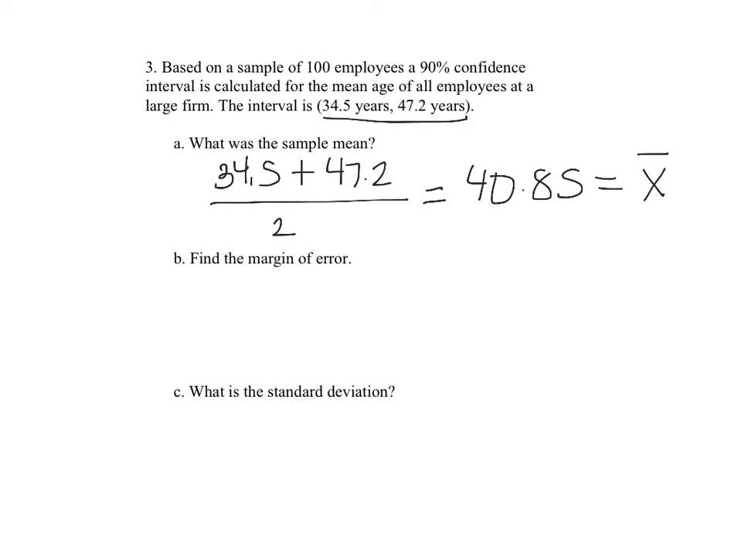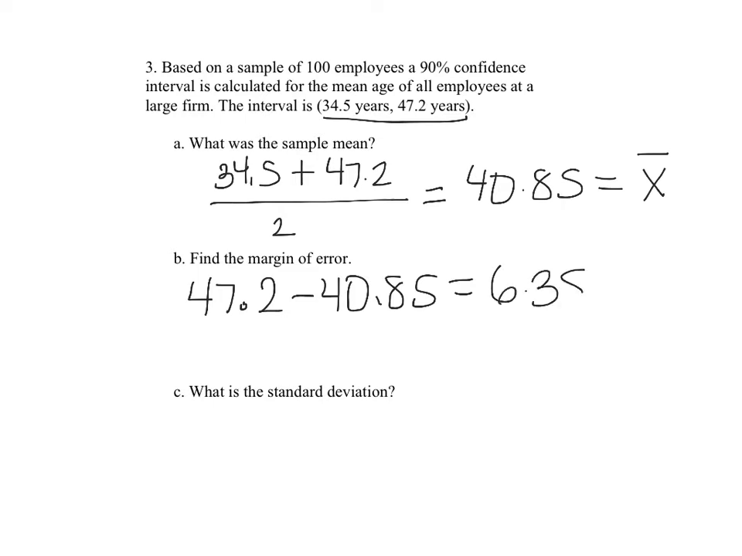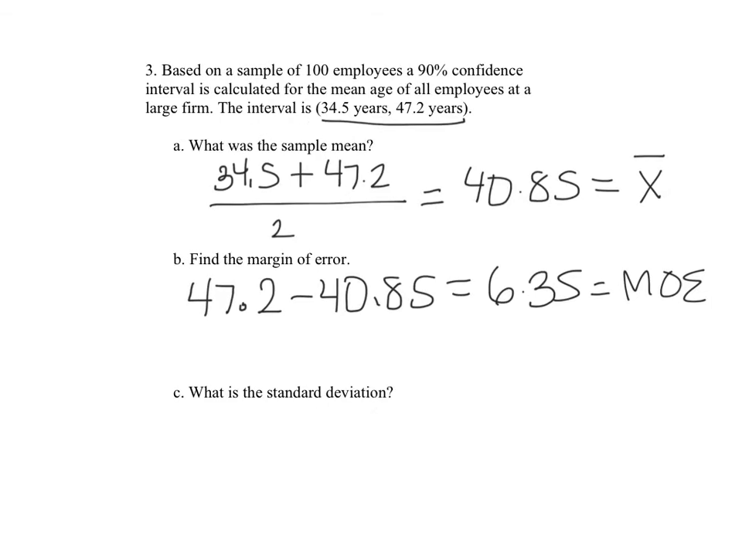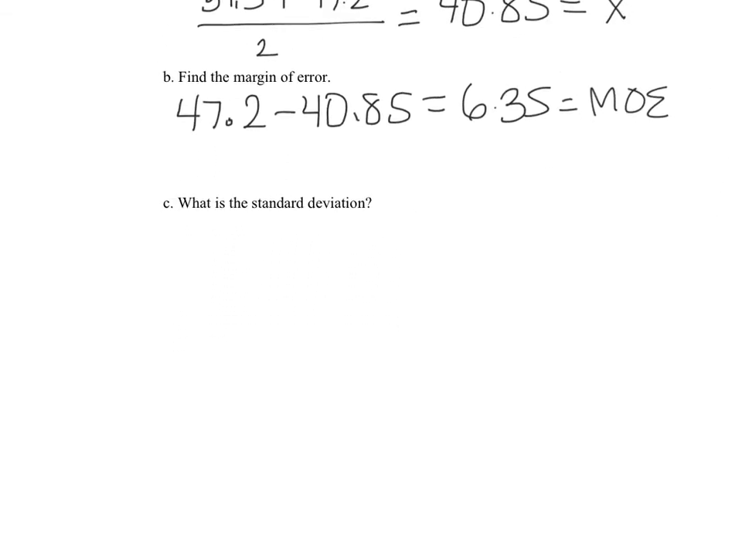Now, the margin of error, okay, maybe a little bit trickier, but in fact, all we do is take, let's say, the upper range of our interval, 47.2, subtract our mean, and we get 6.35 as the margin of error. The standard deviation, okay, requires maybe one further step.